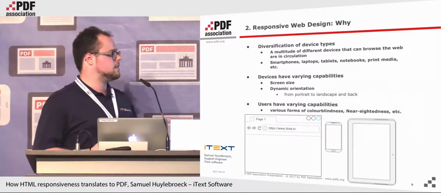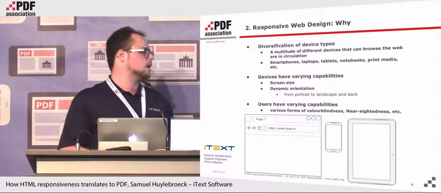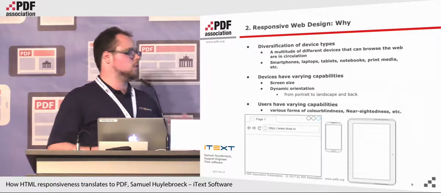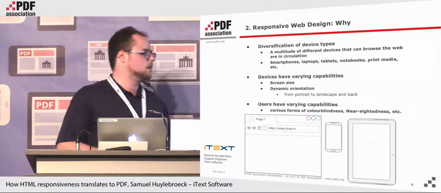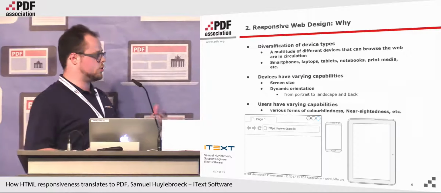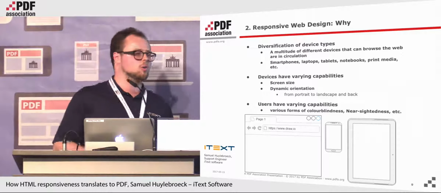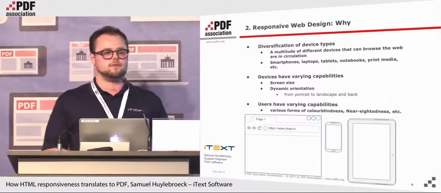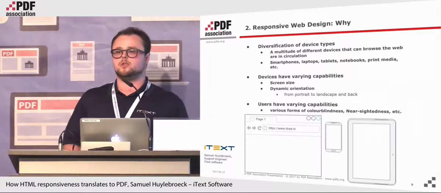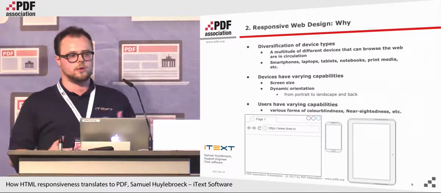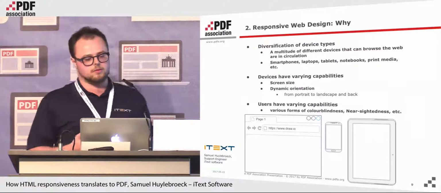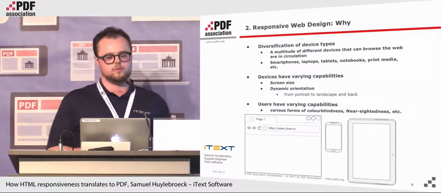So each of these devices, they have varying capabilities. Most commonly, we're talking about different screen sizes here, but also the dynamic orientation. Your smartphone, it can flip from portrait mode to landscape mode, all by just flipping the device itself. But it's not even devices that have different capabilities. Sometimes the users themselves don't always have the same baseline. I am thinking about various forms of color blindness here, of nearsightedness.